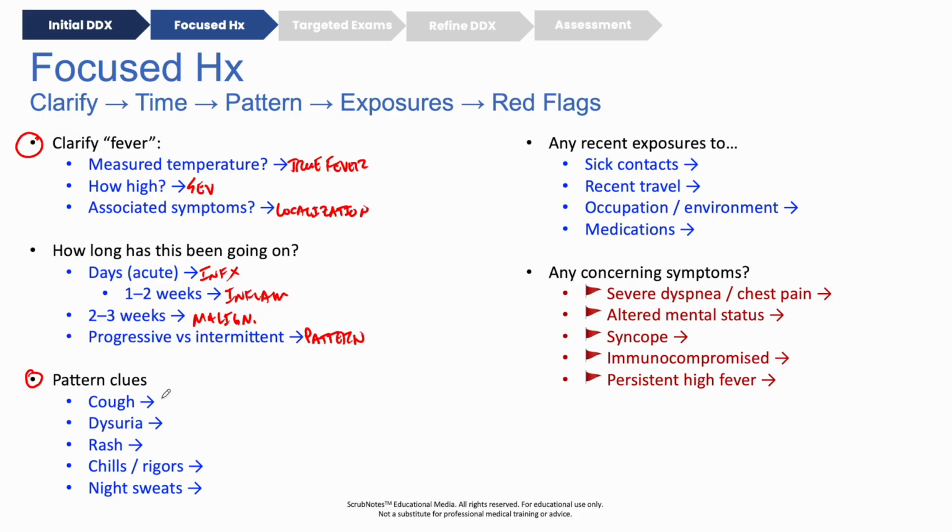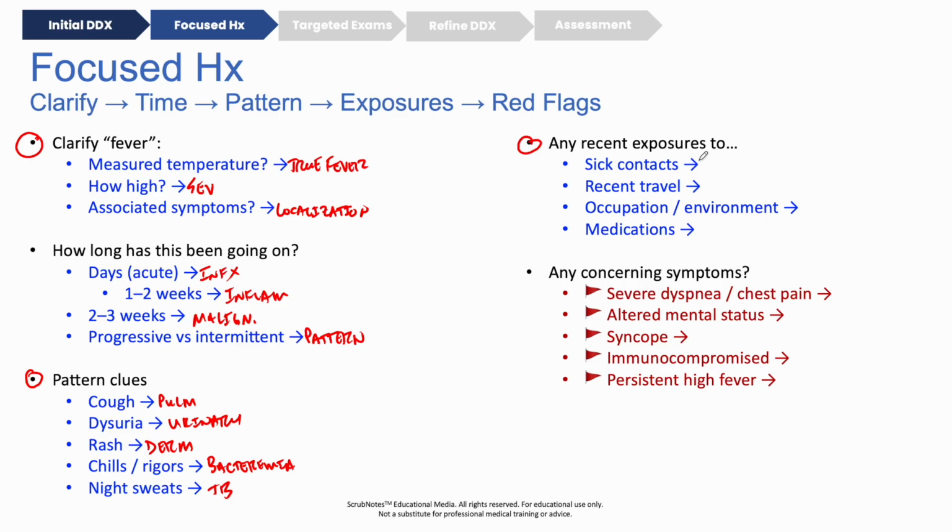Speaking of pattern clues, here are some that are helpful. Cough could be indicative of a pulmonary issue. Dysuria focuses us towards urinary. Rash could be a dermatologic problem. Chills or rigors, that's more indicative of bacteremia. And night sweats could be associated with TB.